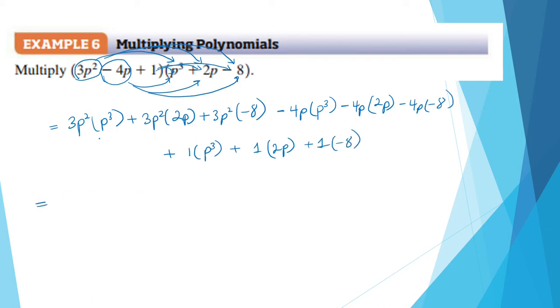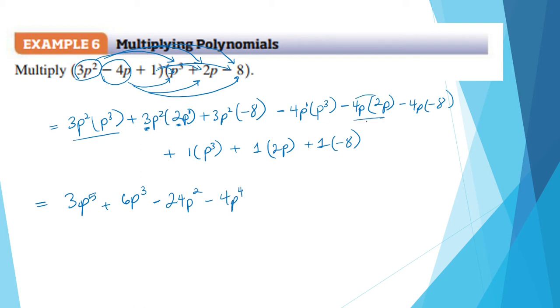So let's simplify this. We have 3p to the 5th plus 3 times 2 gives me 6p cubed, because there's an invisible 1 here for the exponent. 3 times negative 8 is negative 24p squared. Negative 4p times p cubed. Again, there's an invisible 1. That's negative 4p to the fourth.